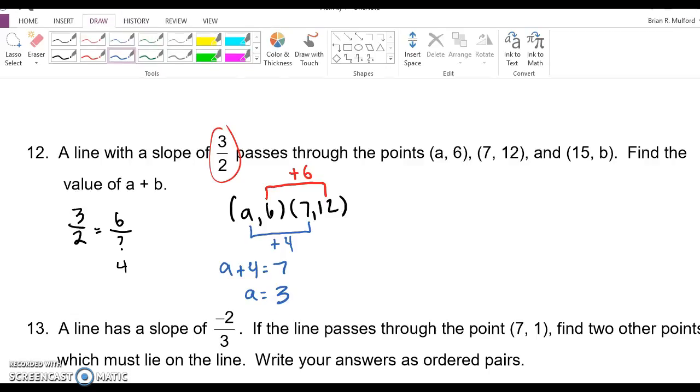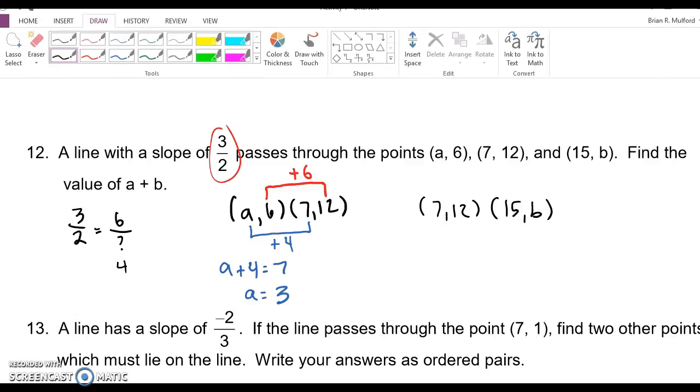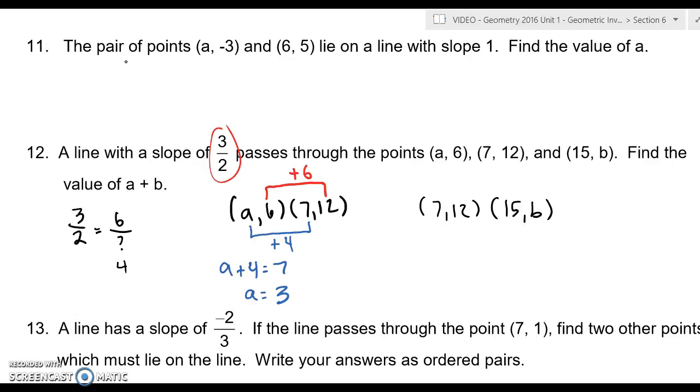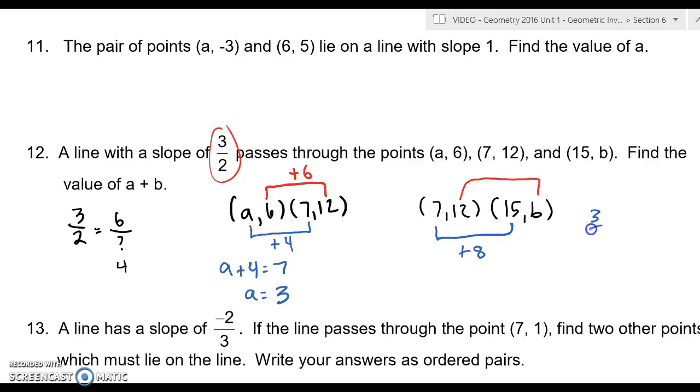I'm going to do the same thing to find b. So we've got 7, 12, and 15 comma b. In this case, I know the horizontal change, but I'm still going to follow a very similar strategy. So from 7 to 15 is a plus 8, and then in the red, I don't know what that is yet, so I'm going to find it in just a minute. But I know that my equation that I'm going to set up, my proportion here, is going to be 3 over 2 equals question mark over 8.